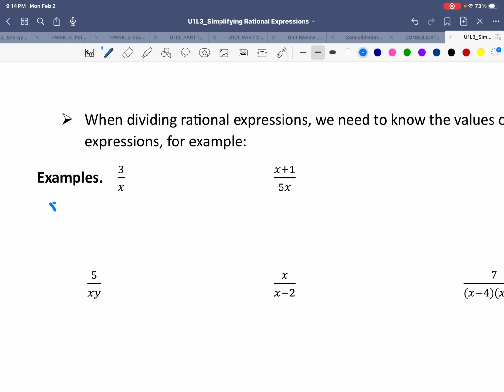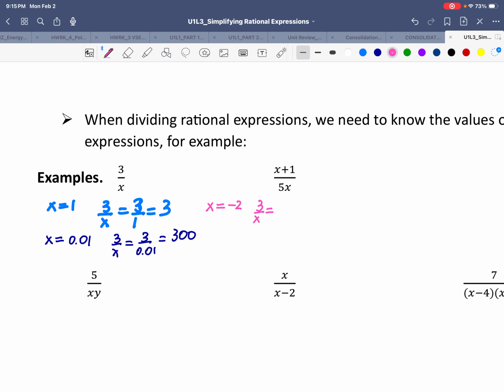If I ask you to substitute x by 1, or find the value of the expression when x equals 1, you would say, well, that's easy. 3 over x will be equal to 3 over 1, and the value of the expression would be 3. If I ask you to evaluate this expression for x equal to 0.01, then 3 over x will be equal to 3 divided by 0.01, or 300. Let's take another example. Let's say x is equal to -2. Then 3 over x is going to be 3 over -2, or -1.5.